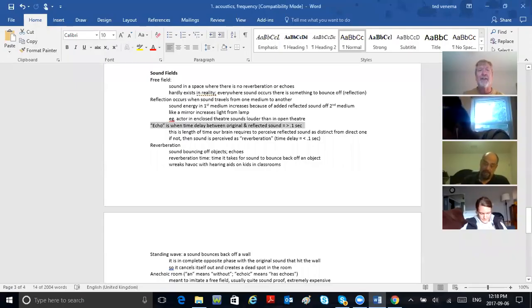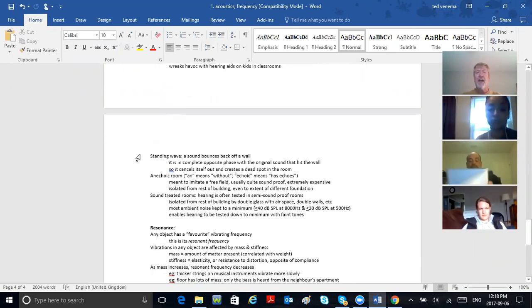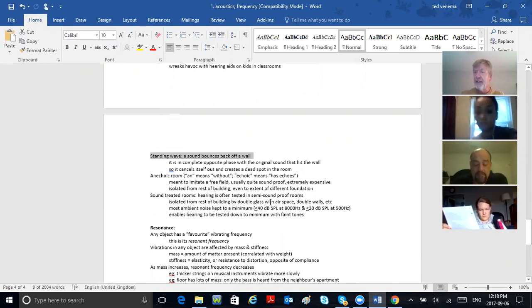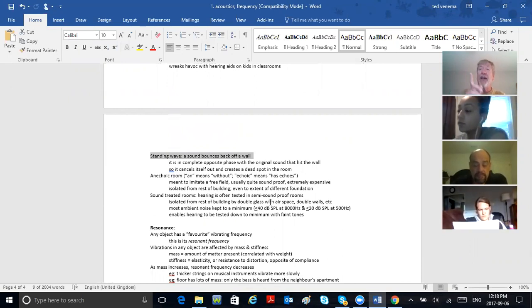So we can move now down to our final area here. You've got something called a standing wave. And a standing wave doesn't mean a wave that stands up. A standing wave is when the reflected sound cancels out the original sound.